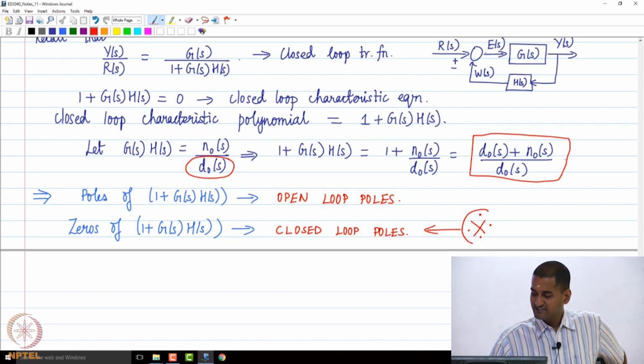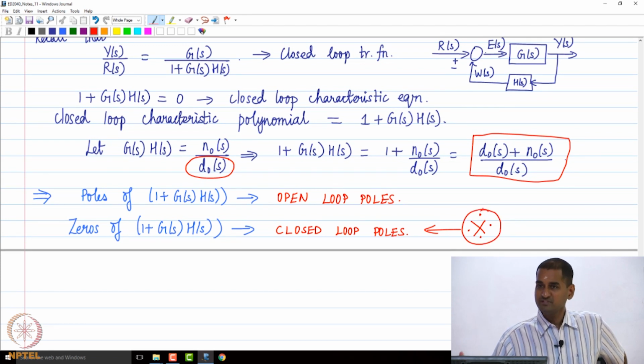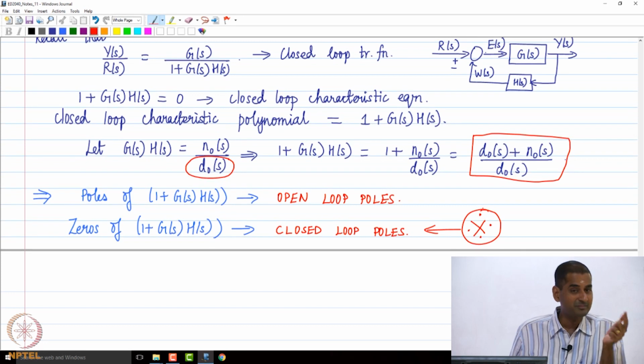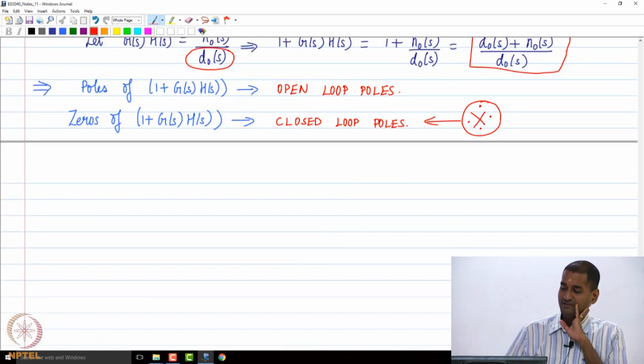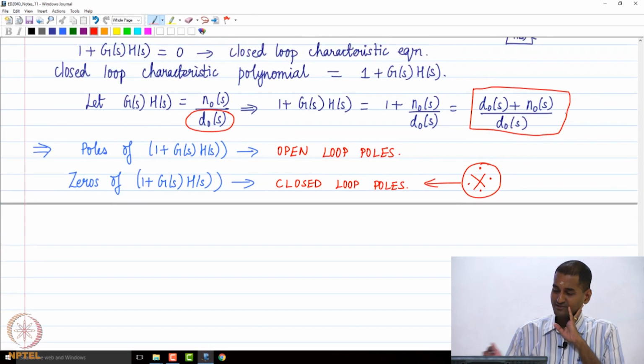This is the one which is of importance for us, because when we design the closed loop system, we are worried about the closed loop poles. Open loop poles are already given to us. We are worried about what the closed loop poles are. In other words, what are the zeros of 1 plus G of s H of s? Is it clear? Now, please remember this terminology.